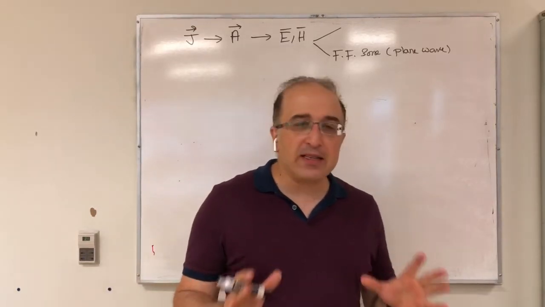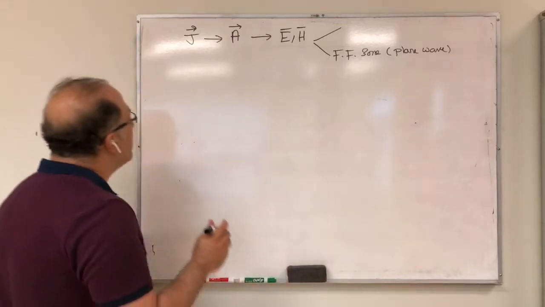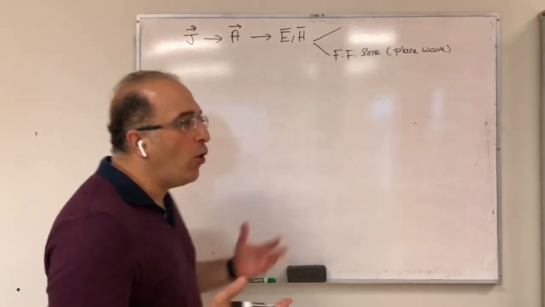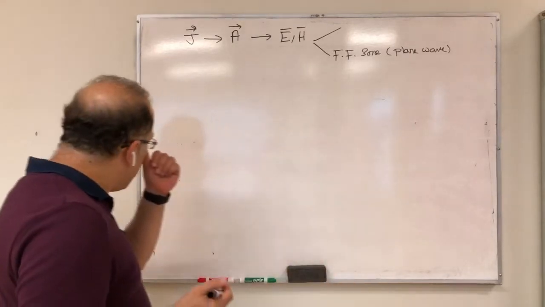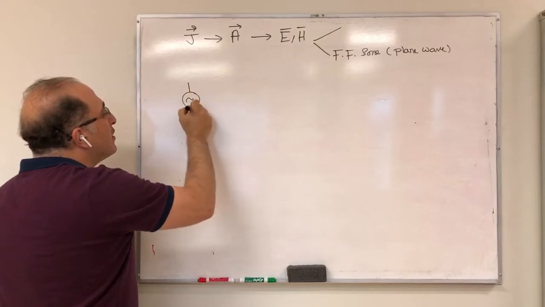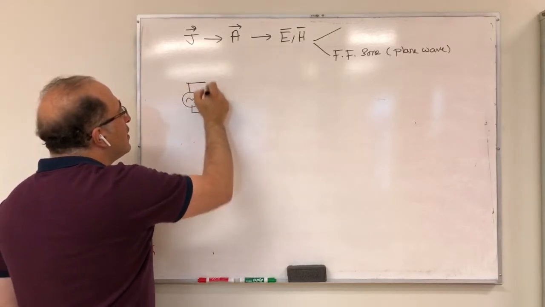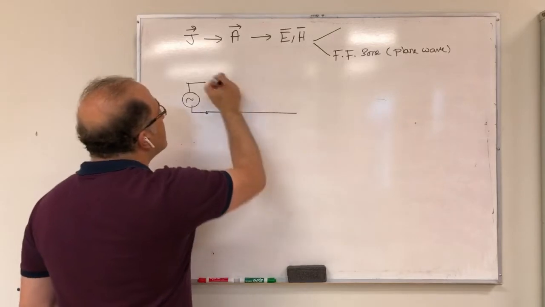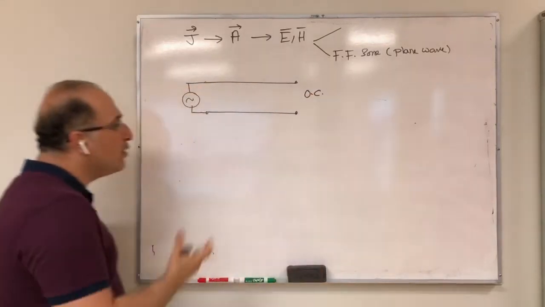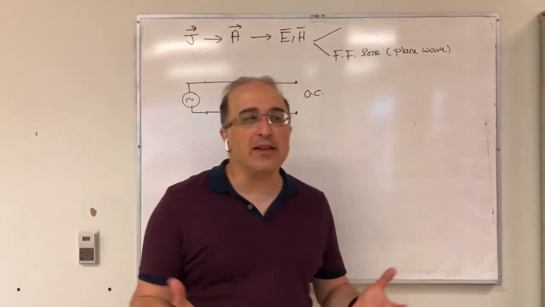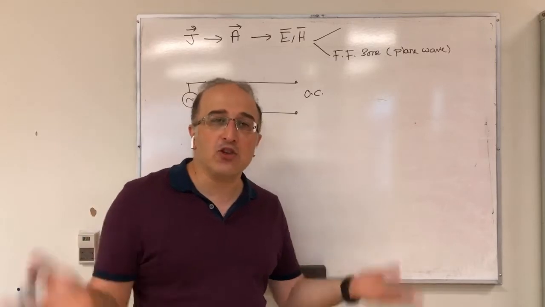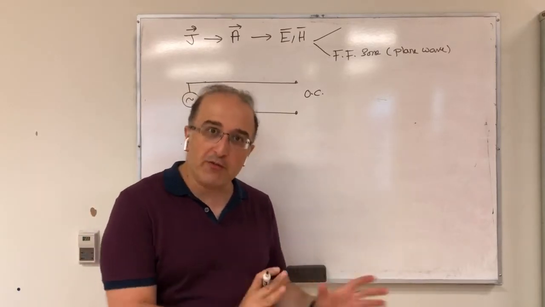So the first example that I want to perform would be an open-ended transmission line. Imagine you have a transmission line, and this transmission line is essentially open-ended. So you have open circuit here. So this is our transmission line right now. Now, assume that I have an AC source connected to that. That's a time varying signal, so that's appropriate for our discussion.